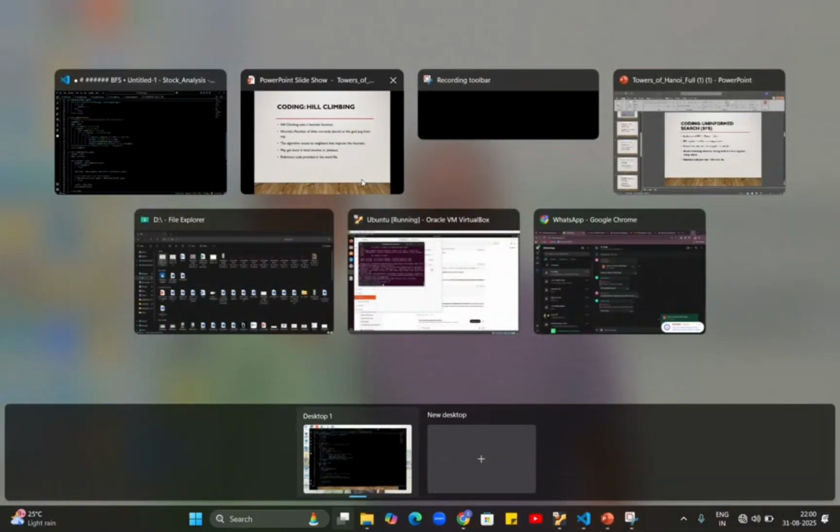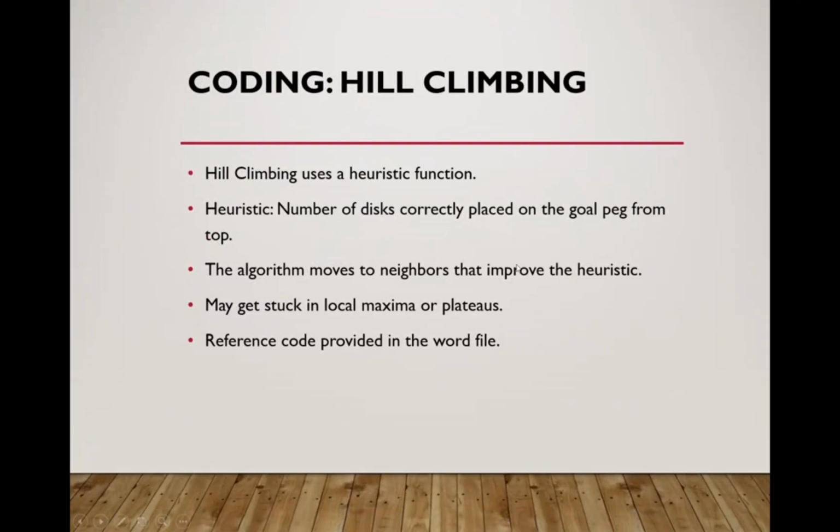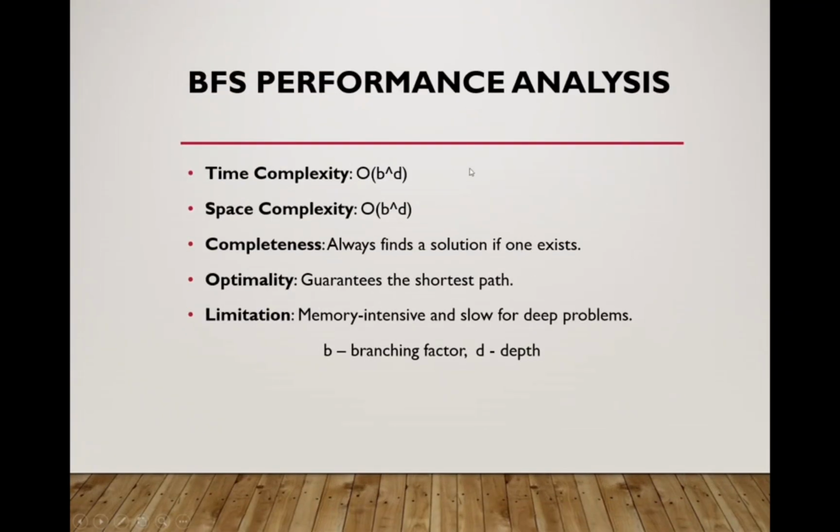Okay, that is for the coding part. And coming to the performance analysis for the BFS, the time complexity is b power d, because in the worst case we are exploring every state level by level. So if b is the branching factor and d is the depth, then the time complexity would be b power d, because at the worst we might have to visit all the b power d states.